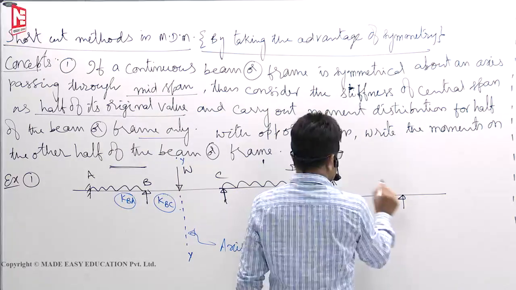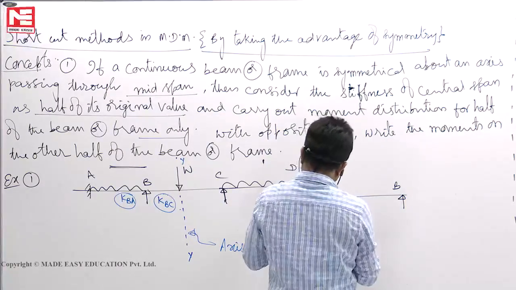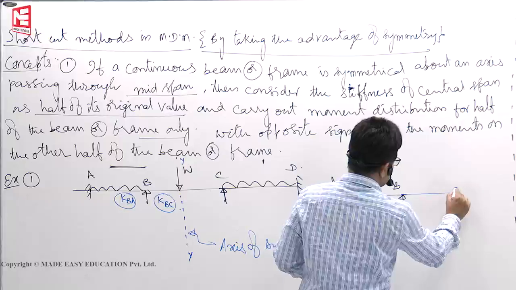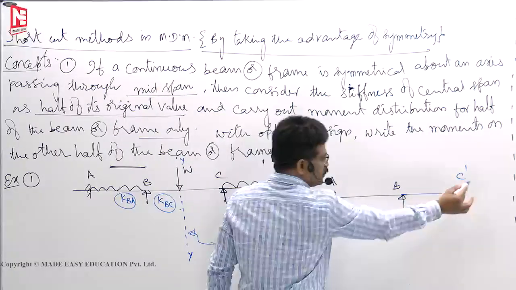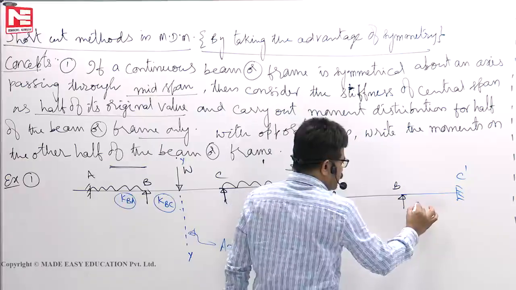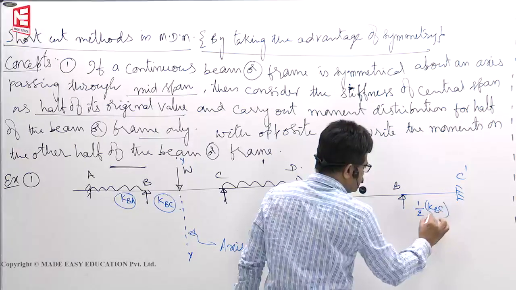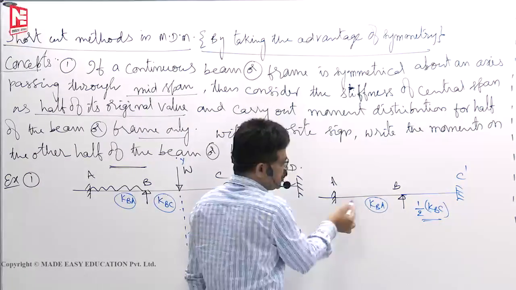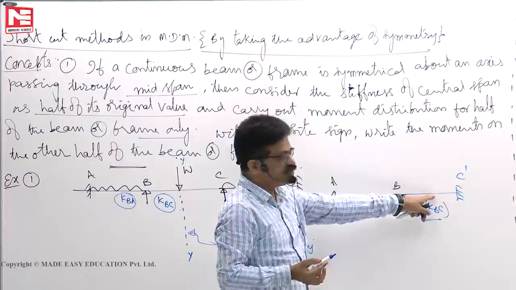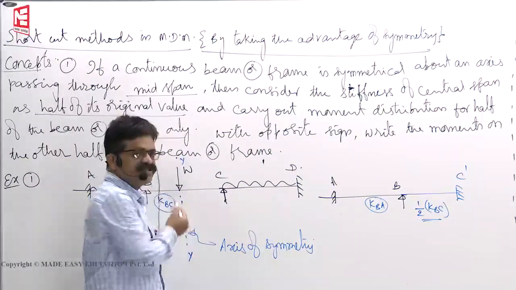At this point, let us say A, B, and that BC span altogether we remove it. This is some independent member, a separate member. We attach it with half of the original value, half KBC. This is KBA, which we don't disturb because the span is not disturbed. This is the disturbed part of the structure.